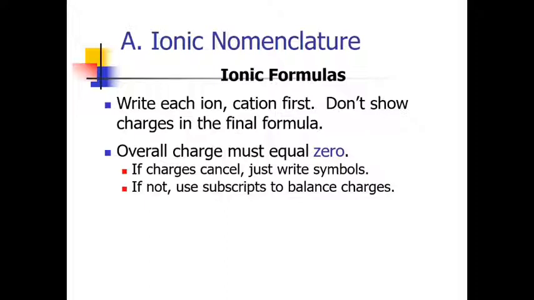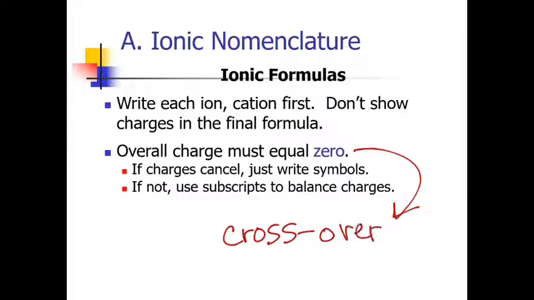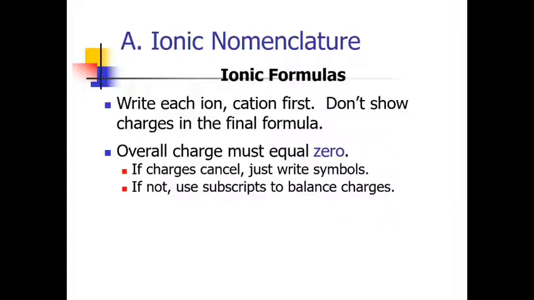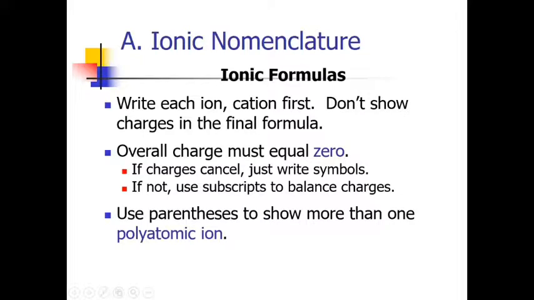In most cases, we're going to do something called the crossover method, to get those charges to cancel. If your charges are opposite, meaning a +1 and -1, or a +2 and -2, those charges cancel. We just write down the symbols. But if not, we're going to use subscripts, the lower numbers, to balance our charges. And again, like I was showing you earlier, use parentheses around polyatomic ions. You have to if there's more than one, and hopefully you're going to get good at that. So parentheses around polyatomic ions.